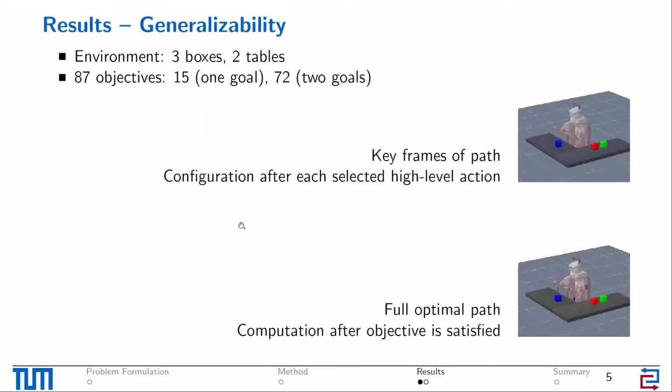We evaluated the approach for generalizability in several pick-and-place experiments. The objective consisted of up to 2 goals. Above displays the keyframes of the path. These are the configurations after each selected high-level action only. Below you can see the full optimal path that is computed only after the objective is satisfied.